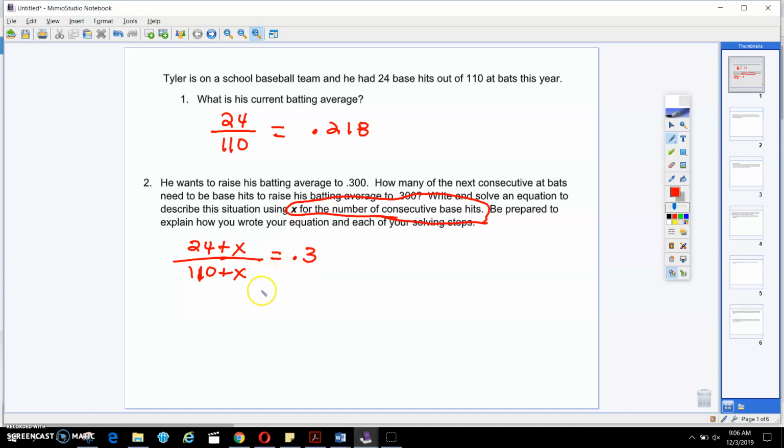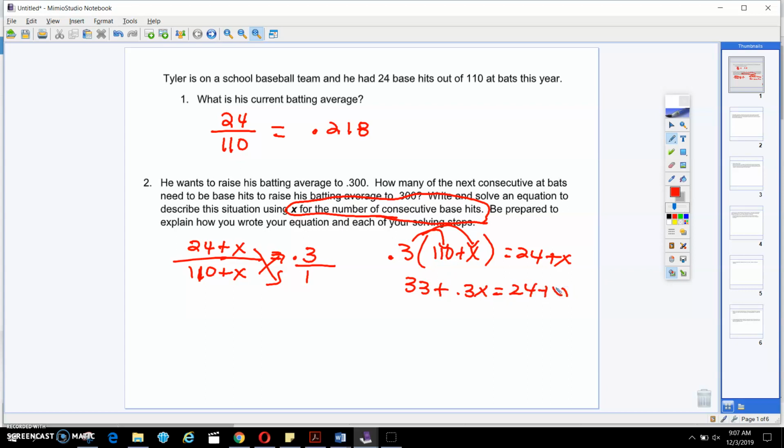Now, if we're going to solve, we're going to cross multiply, right? So we're going to take this 110 plus X and multiply it times 0.3, and we're going to take this 24 plus X and multiply it by this invisible 1 at the bottom. When we cross multiply, we're going to get 0.3 times 110 plus X equals 24 plus X. Then we're going to distribute. So we're actually going to solve this out. That's going to give me 33 plus 0.3x equals 24 plus x.